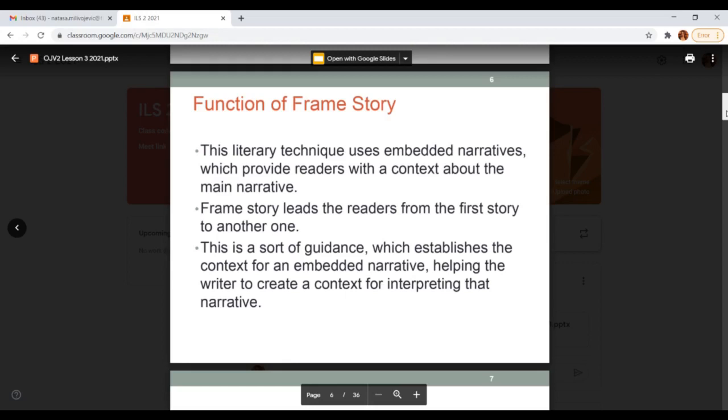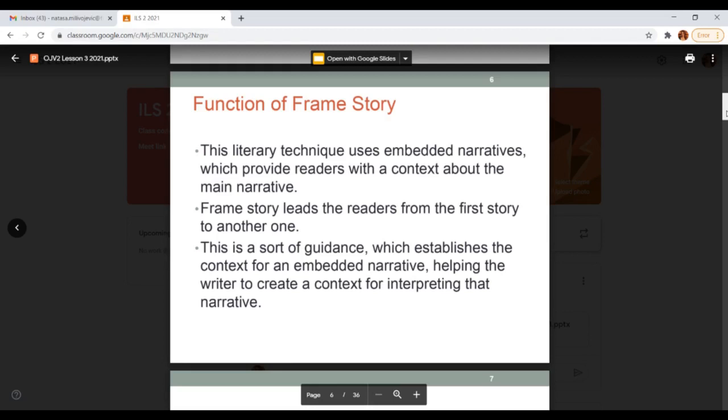So a frame always gives you some kind of additional information about the levels of the text that you're supposed to be able to then reconstruct on your own. It also leads the readers from the first story to another one, so there are also links in the textual structure, which serve as little bridges that bridge the gaps between the stories and put them together in a whole structure.